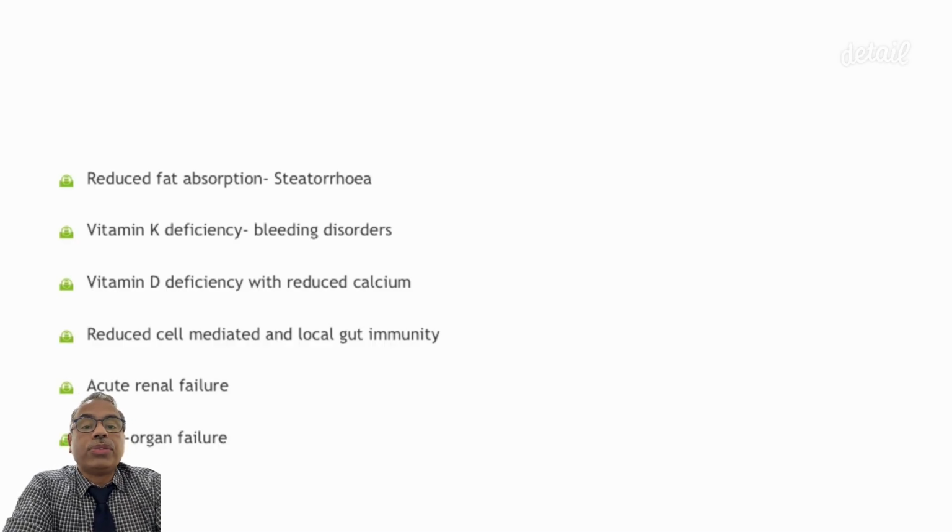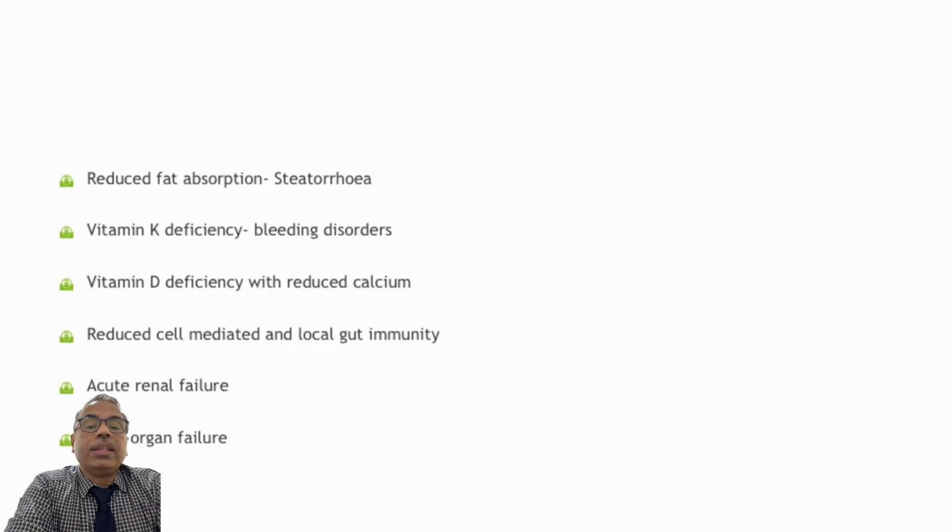There are a few other things which also occur when the bile is not entering into the gut, and the most important one is reduced fat absorption, because bile is essential for fat absorption. When there is reduced fat absorption, this can lead to what is known as steatorrhea, where the stools become bulky, sometimes foul smelling and difficult to flush. There is also deficiency of fat soluble vitamins, especially vitamin A, vitamin K.